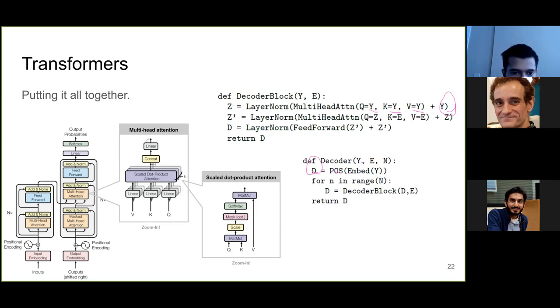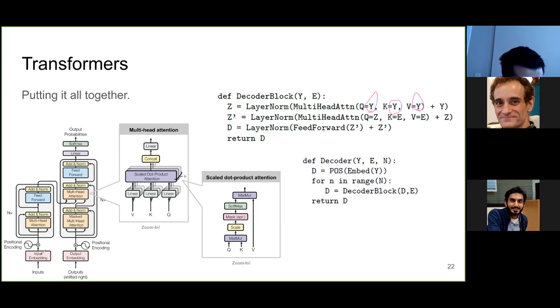Okay, so now we are looking at the decoder part. This decoder has a decoder block, and this is a bit more complicated than the encoder one, obviously, but the concepts are pretty similar. We have this multi-attention that runs on the output. Okay, so here the keys are the output, yeah, these keys are output.